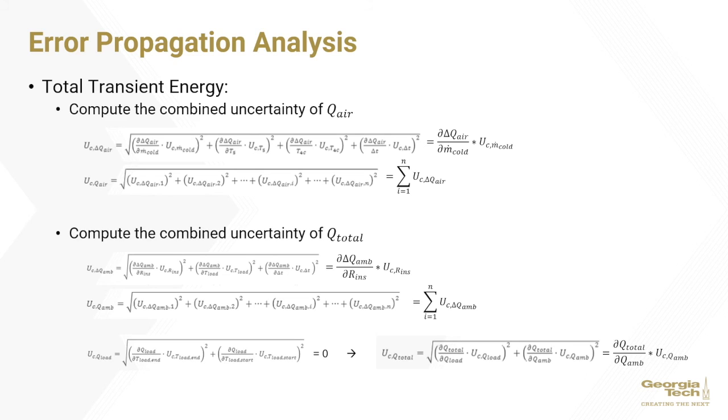Now those previous uncertainty values will be used in these equations here, so that for total transient energy we have to compute the combined uncertainty of total heat transfer due to air, shown here, and compute the combined uncertainty of total heat transfer in the equations shown below that bullet point. Again, all have been simplified using our assumptions.